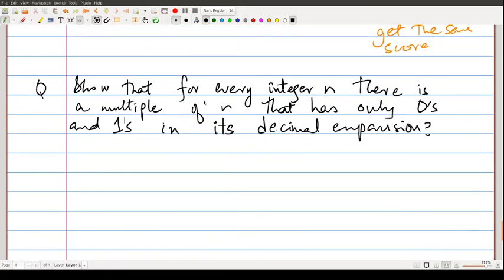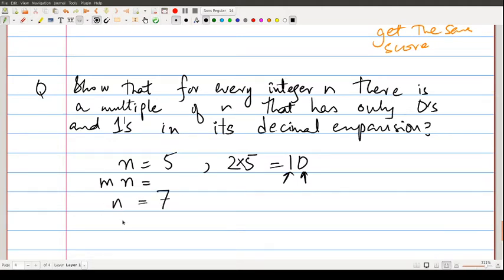It's asking you to prove that, let's say n is some integer, so n is equal to 5. Then there is some multiple of 5, for example m times n, such that it can be written with only ones and zeros. And of course for 5 it's simple, you know that 2 times 5 is equal to 10, and it only contains a 1 and a 0. You can think about some other number as well. Let's try to do it for 7. So n equals 7, we are asserting that there exists some m times n which can be expressed as 1, 0, 1, 1 something, right? And we are saying that it's true for all possible integers.